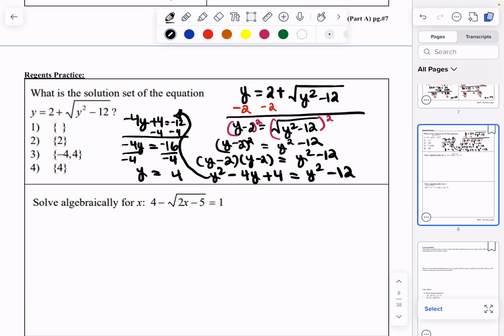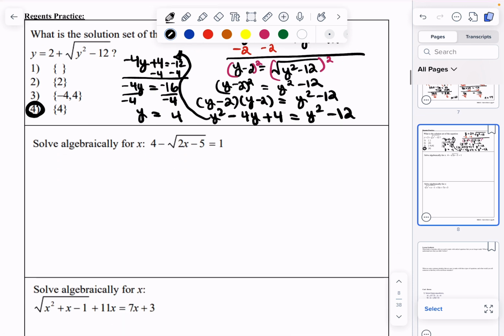But we should always check. 4 squared is 16. 16 minus 4 is 2. 16 minus 12 is 4. Okay, so it works out. It's a true statement. Let's take a look at the next one.